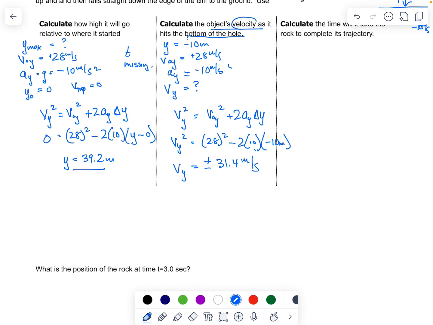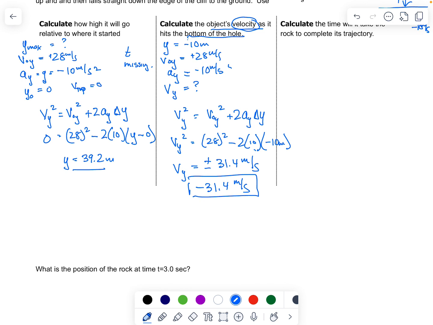Again, I'm asking for velocity, so I need direction. So I have two possible answers because I know it's going to hit the bottom of the hole moving downward at that instant. My answer would be minus 31.4 meters per second. That would be my final answer, or directed down.